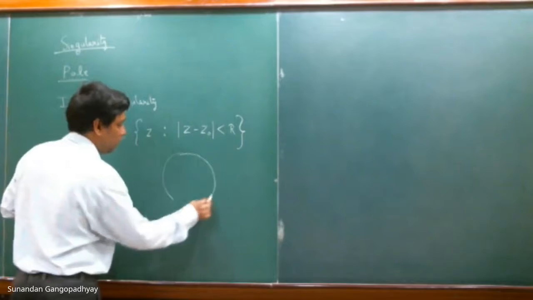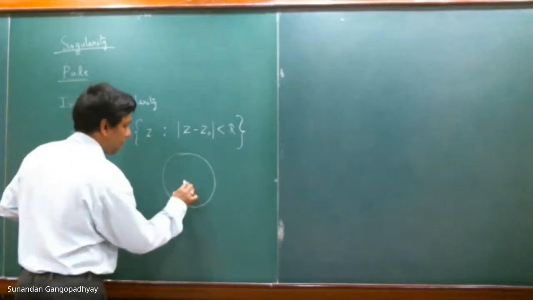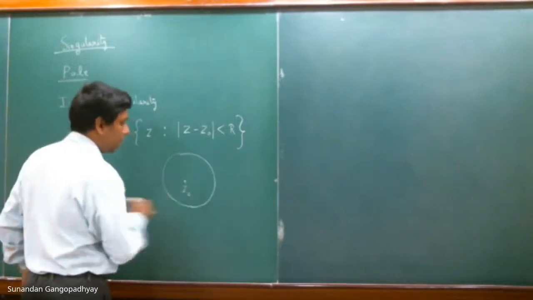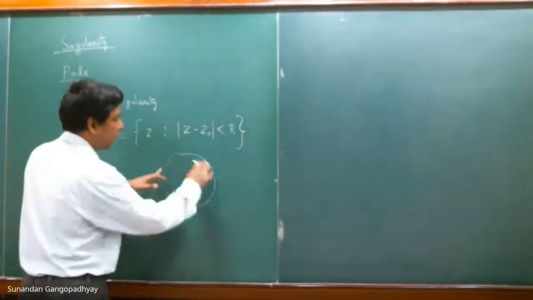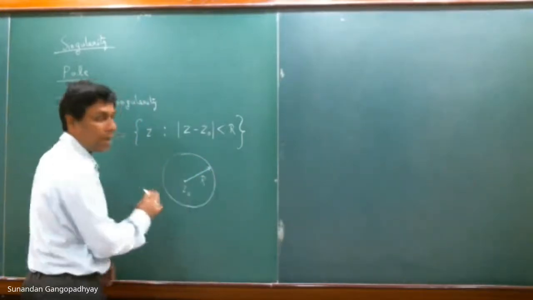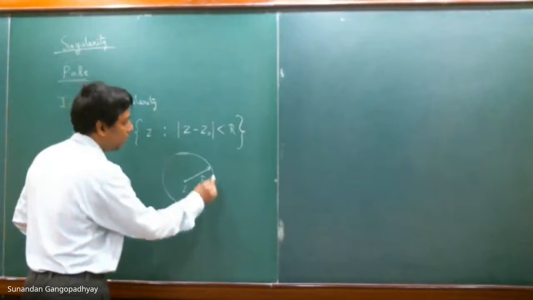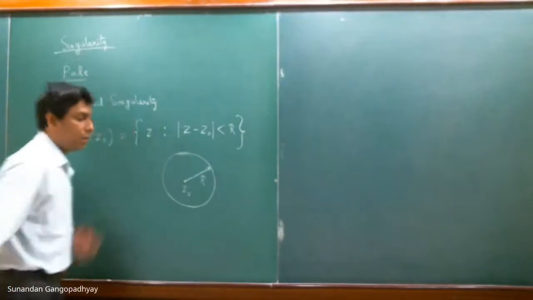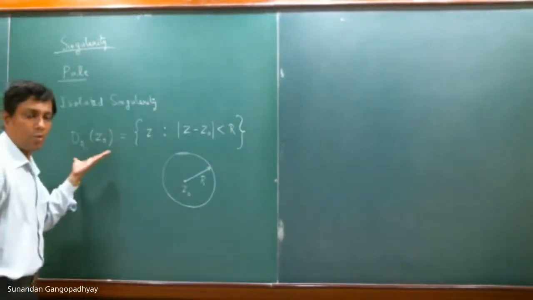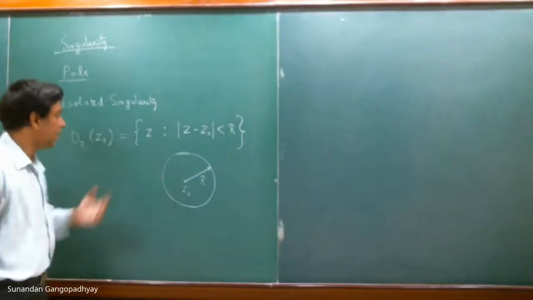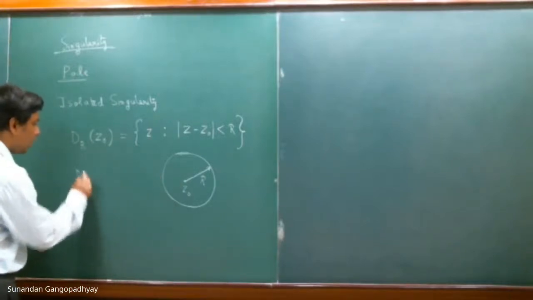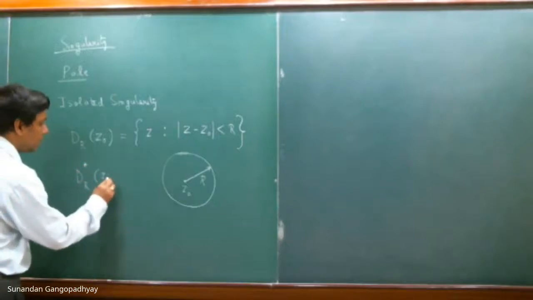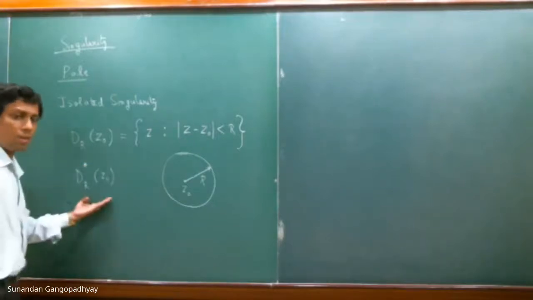So you have this point z0, and this is the radius r, and this is the set of points in this circle, but points which are not on the circle. So the notion of a neighborhood around a point is something very important. And also I gave you the notion of the punctured disk. This is also something very important.